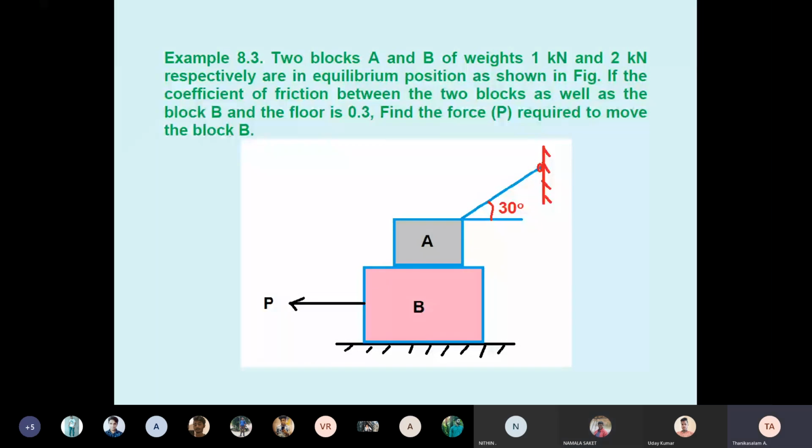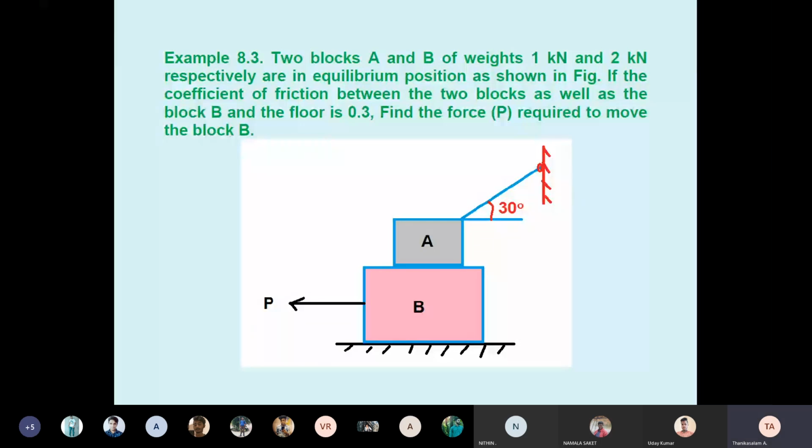See, one is block A, another is block B. Separate blocks, understand? The A block is resting on B. Students, the A block is resting on B. And block A is also connected to some position. I told you, whenever connected, there is tension. Also, the applied force is applied only on block B.